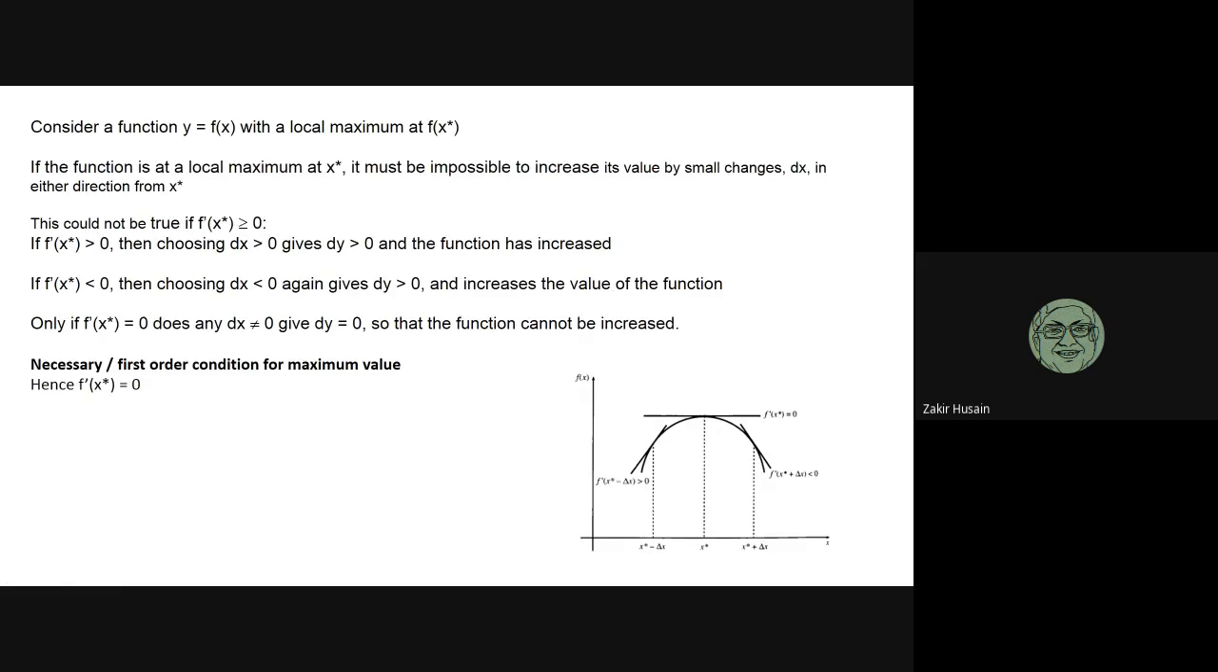Okay. So if we have a function with a local maximum at f of x star, then at x star, the first derivative should be equal to 0. This is called the first order condition for maximum value for optimization. Okay. You can also show that f prime equal to 0 is the first order condition to find out the minimum value.